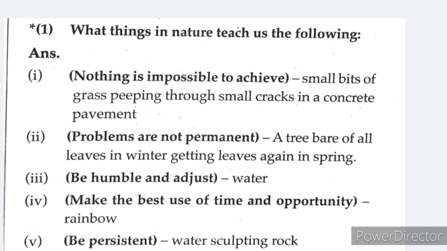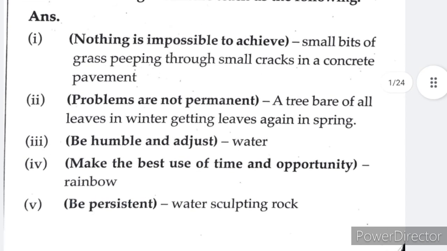Question number one is, what things in nature teach us the following? First one is, nothing is impossible to achieve. So, small bits of grass peeping through small cracks in a concrete pavement. Second one is, problems are not permanent. Answer is, a tree bare of all leaves in winter getting leaves again in spring.